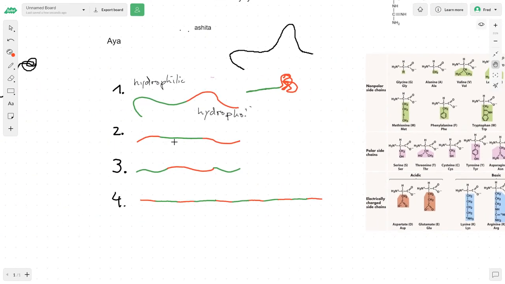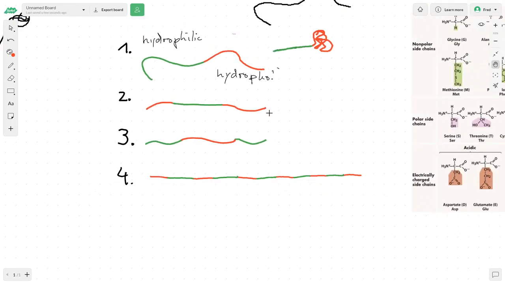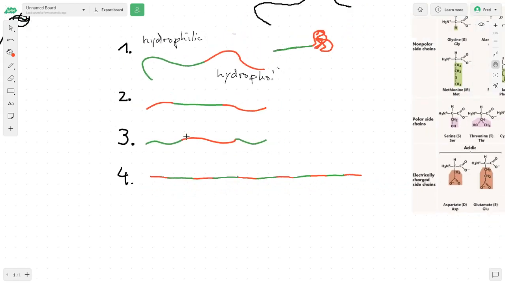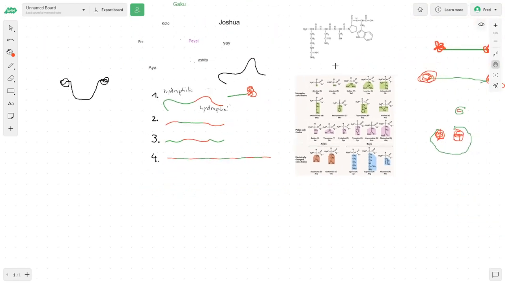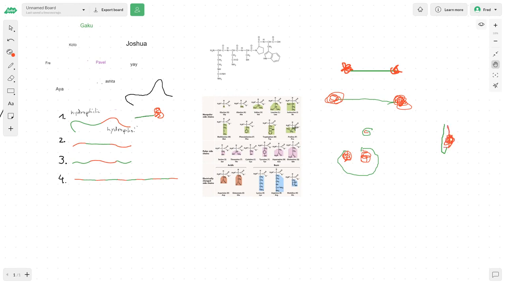Okay, going to number 3. So now it's just inverted. On the outsides you have hydrophilic parts, and in the middle you have the hydrophobic part. I think by now you get the idea. So I'm waiting again for your responses.